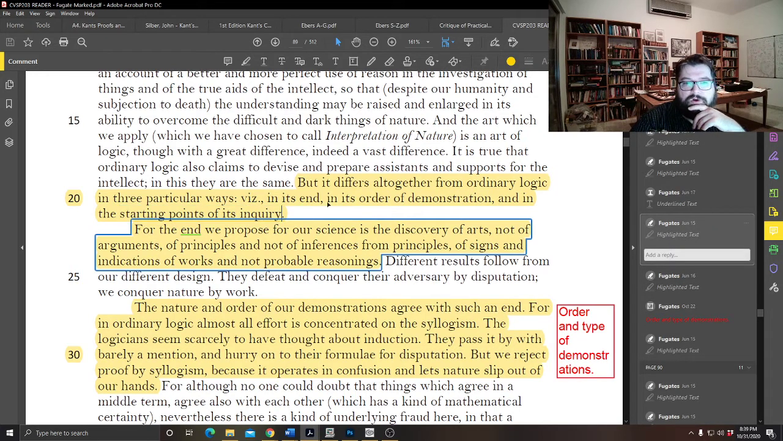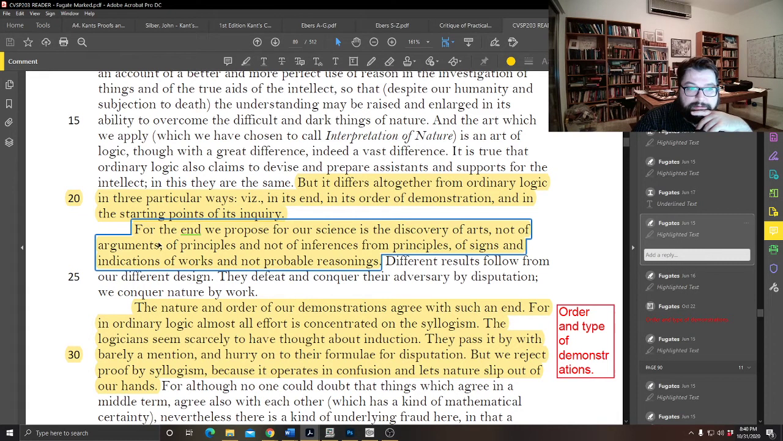By end, he means its goal. So what is the goal of this new science? He says, for the end we propose for our science is the discovery of arts, not of arguments, of principles and not of inferences from principles, of signs and indications of works and not probable reasonings. So let's go through those quickly. Arts, so practical fruits, that is the end. It's not knowledge for knowledge's sake. Knowledge is only useful insofar as it leads to production of things that help humanity, ultimately, and enrich humanity.